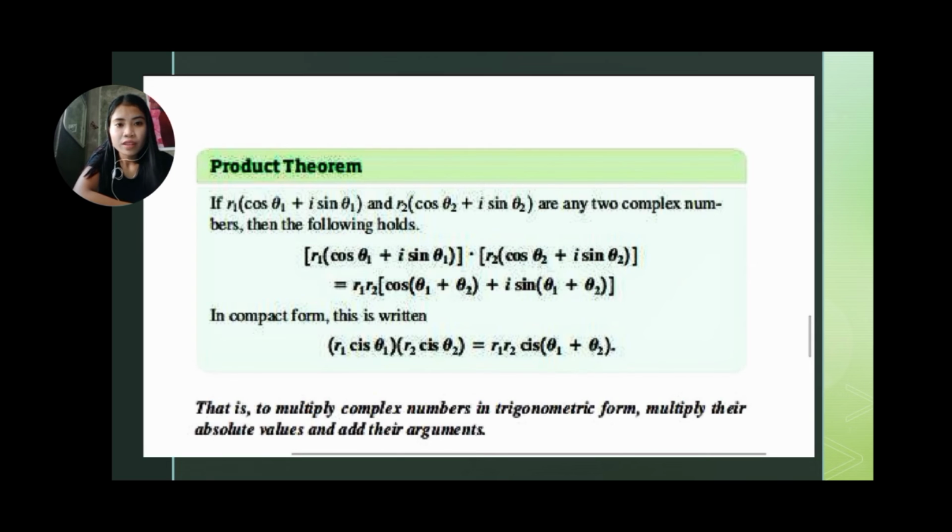In compact form, this is written as the quantity r sub 1 cis theta sub 1 multiplied by the quantity r sub 2 cis theta sub 2 is equal to r sub 1 r sub 2 cis of the quantity theta sub 1 plus theta sub 2. So that is, to multiply complex numbers in trigonometric form, multiply their absolute values and add their arguments.